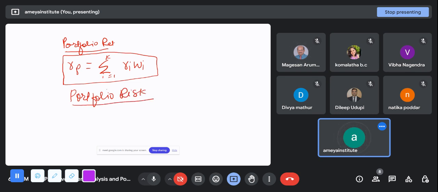Okay. Now when we say portfolio risk, what exactly is portfolio risk? First, there are two ways. One is variance, which we call portfolio variance, and through variance you can calculate the standard deviation. So whenever we calculate portfolio risk, we can also calculate portfolio variance, and then the square root of variance we take as standard deviation. Okay.